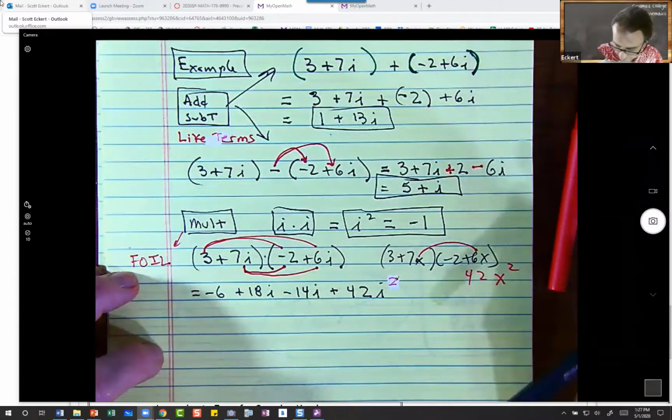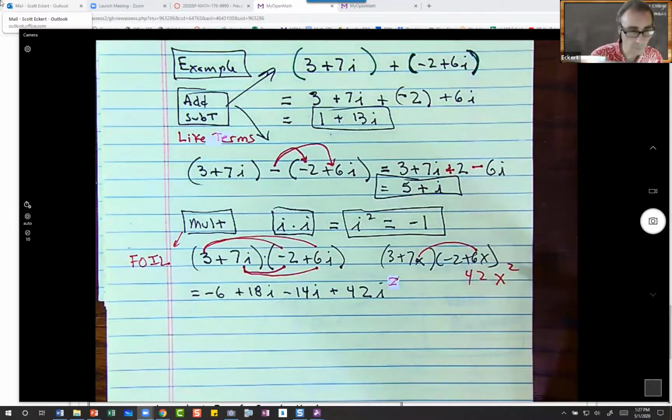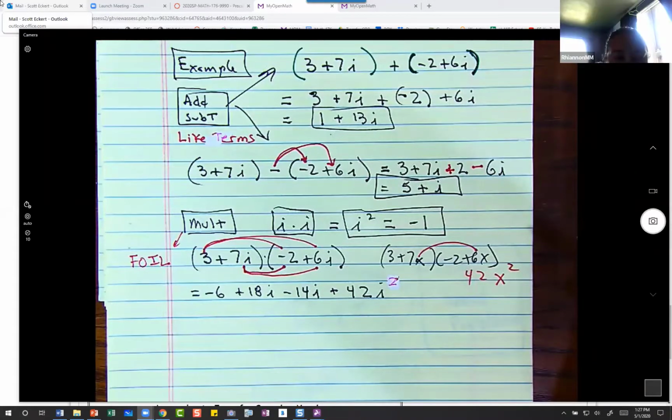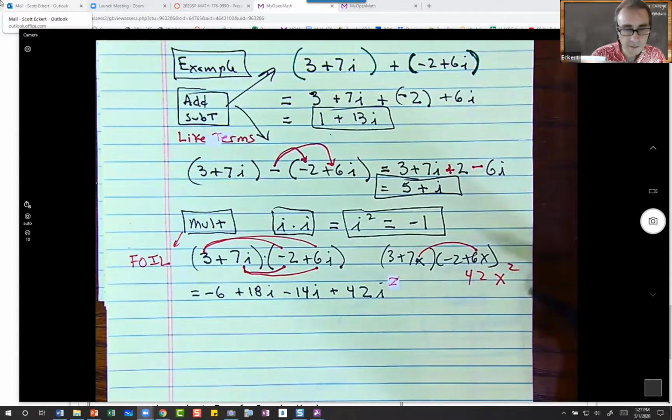Let me pause for a second. Any questions on those 4 multiply answers? I do. Would we rewrite that also as 42i squared plus, what is that going to be, 4i minus 6? Yes, okay. So Rhiannon is going on to the next step, and what she said was correct. You could put it in order. But Rhiannon, I'm going to save us a step here.